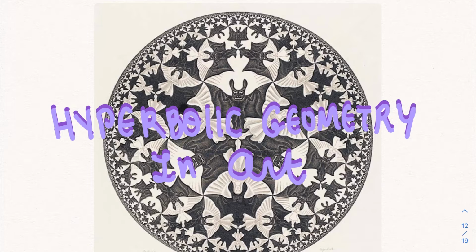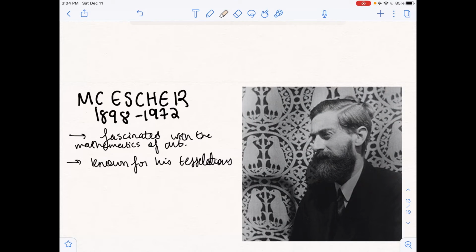Our last application of hyperbolic geometry will focus on art. We'll talk about the Dutch graphic artist M.C. Escher, who explored hyperbolic geometry in his art. Escher was fascinated by the mathematical side of art and was well known for his tessellations. He created Circle Limit 1, Circle Limit 2, Circle Limit 3, and Circle Limit 4, each of which exhibits hyperbolic geometry.